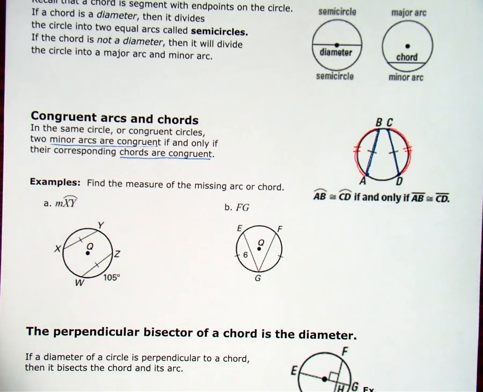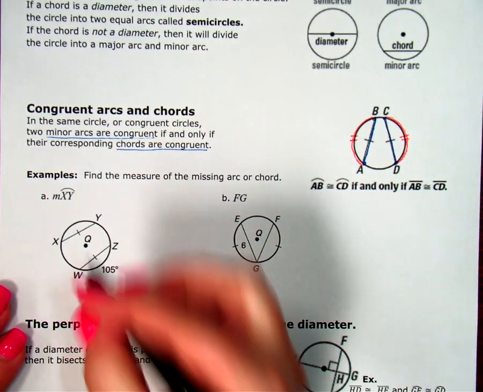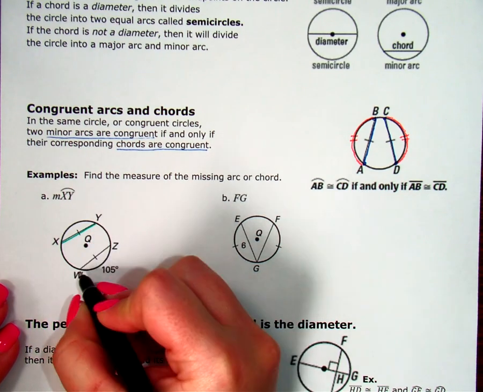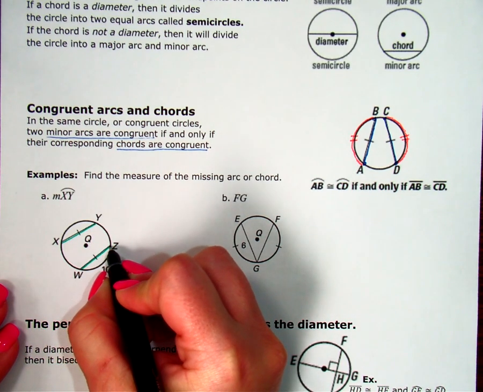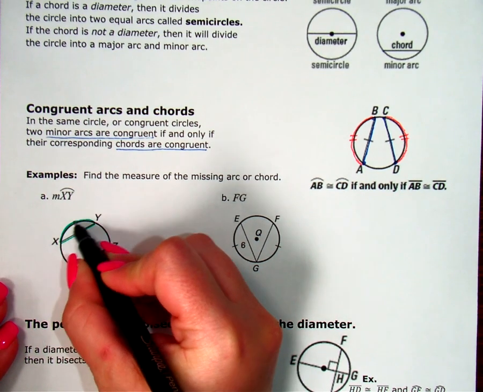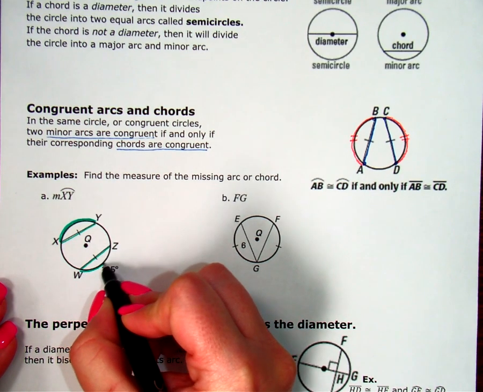My first example, example A, says to find the measure of arc XY. Okay, I can see that I do have congruent chords here and here. That means the arcs that connect the endpoints are going to be congruent. So this arc is going to be congruent to this arc.